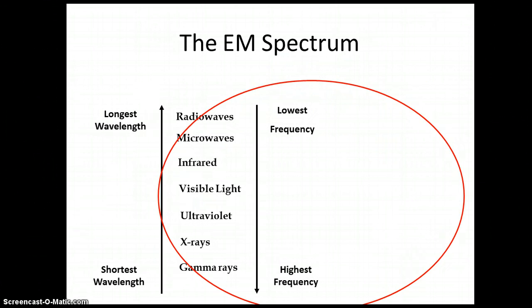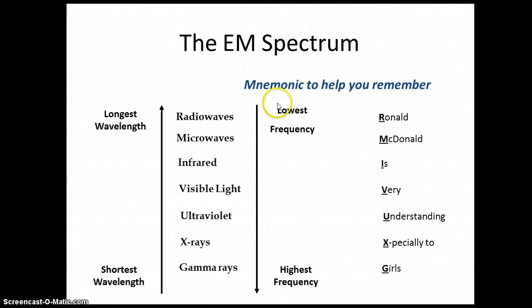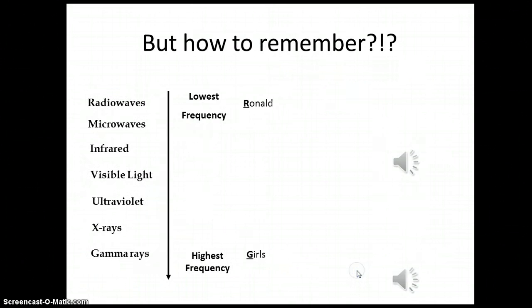Let's go back one slide. So, we will settle the lowest frequency and highest frequency in this manner. After determining the order, where Ronald McDonald is very understanding, especially to girls, we can use the sounds to tell us that radio wave has the lowest frequency and gamma ray has the highest frequency. What about the wavelength? Direct opposite. If you have the lowest frequency, you must have the longest wavelength. If you have the highest frequency, you must have the shortest wavelength.